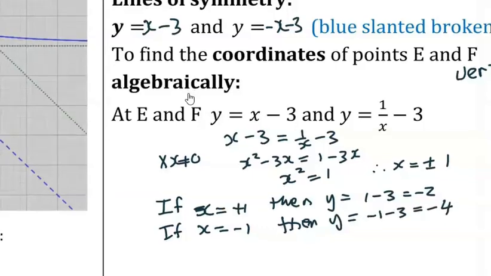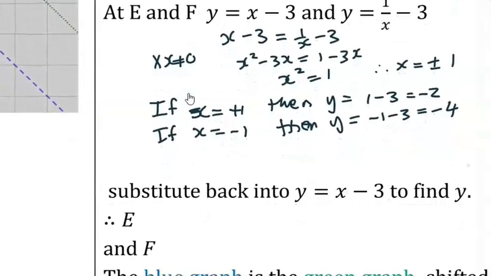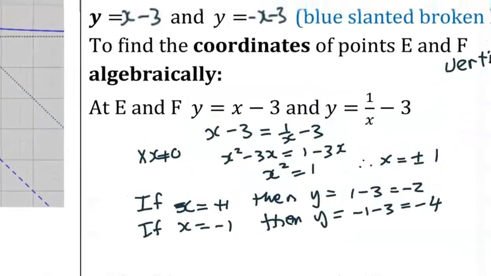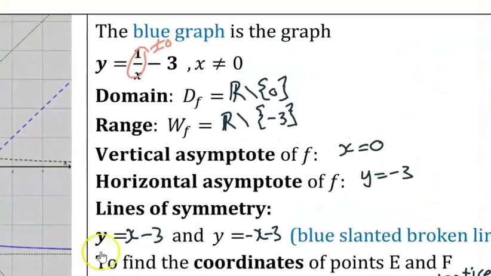So that means that we have, I've already substituted back to find y. So E is the top one of the two, so that happens at x equal to 1 and y equal to negative 2, and F is minus 1 and minus 4. So what happens here with the blue graph? The blue graph is the mother graph shifted 3 units down.